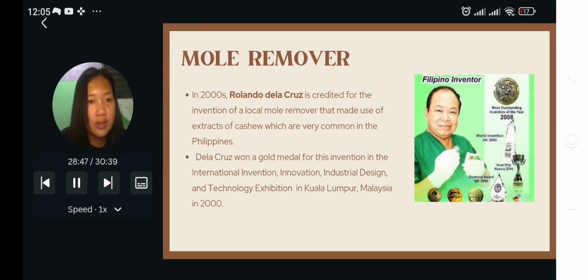So, another invention is this mole remover. In 2000s, Rolando de la Cruz is credited for the invention of a local mole remover that made use of extracts of cashew, which are very common in the Philippines. So, de la Cruz won a gold medal for this invention in the International Innovation, Industrial Design, and Technology Exhibition in Kuala Lumpur, Malaysia in 2000. So, itong mole remover ni Rolando de la Cruz, it is made out of cashew na talaga namang common dito sa Pilipinas, and it gained popularity because of its accessibility, affordability, and painless, and most of all is the scarless procedure. So, yun.